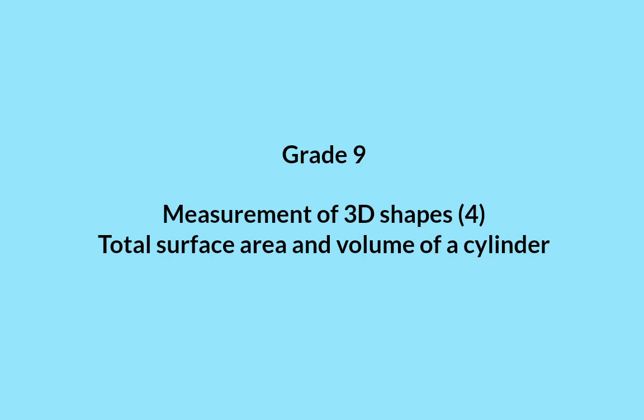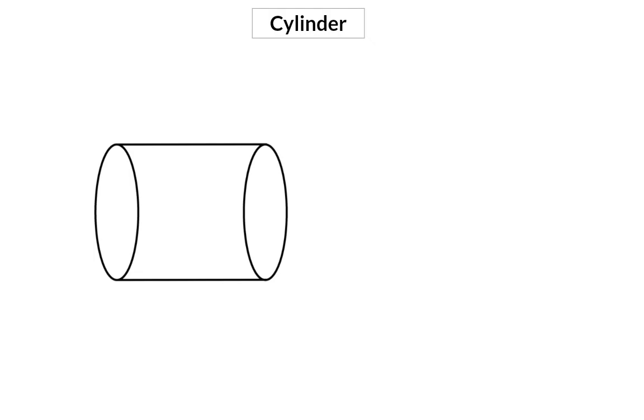In this video, we're going to have a look at how to calculate the total surface area and volume of a cylinder. A cylinder is a shape with two circles as bases. And different to the other prisms we had a look at, the surface connecting these two circles is now a curved surface and not a flat surface anymore.